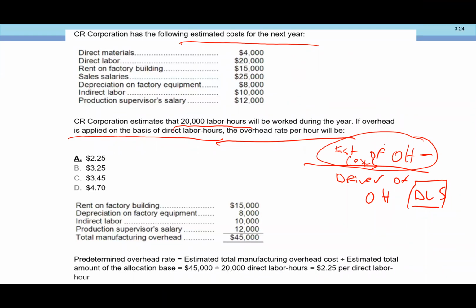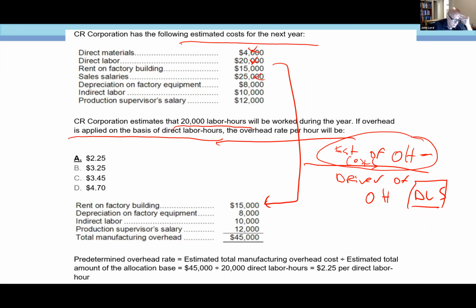Is direct materials going to be part of that numerator? No, because direct materials is not an overhead item. It's direct, isn't it? Yes. Looking for indirect cost here. How about direct labor? No. How about rent on factory building? Yes, it's indirect. How about sales salaries?